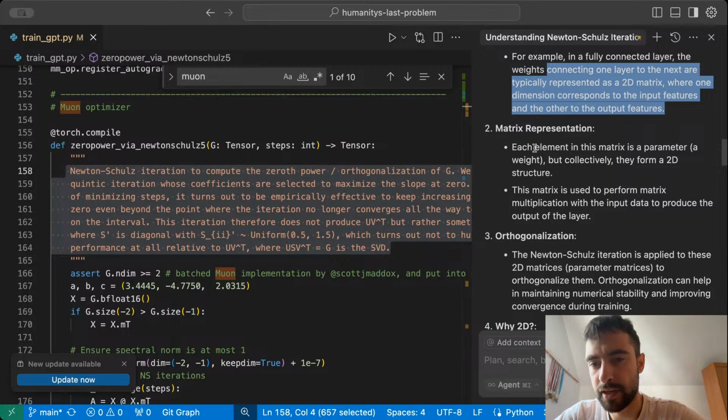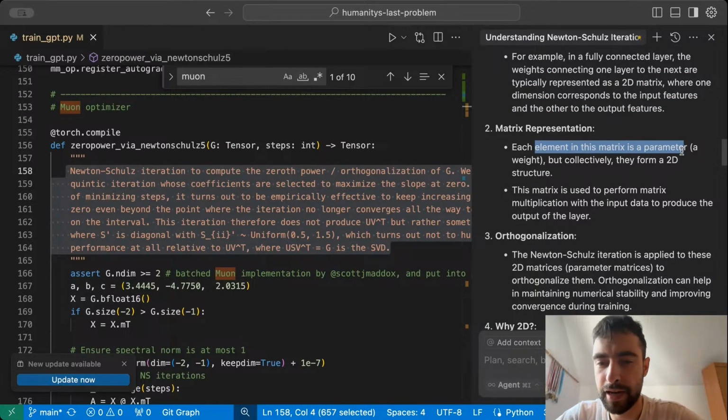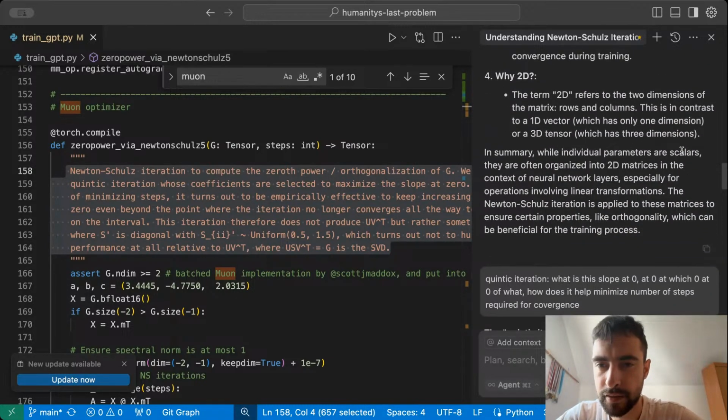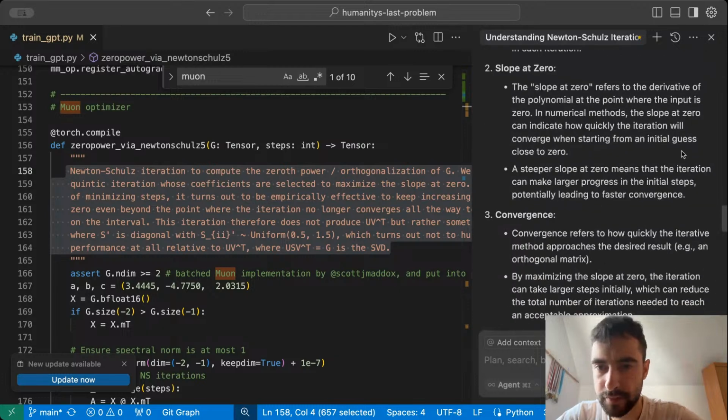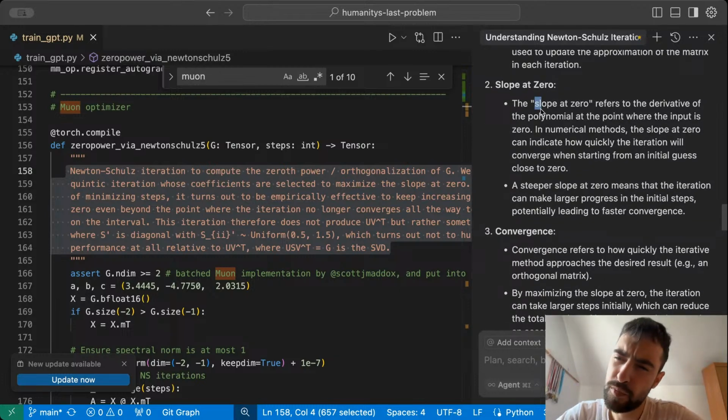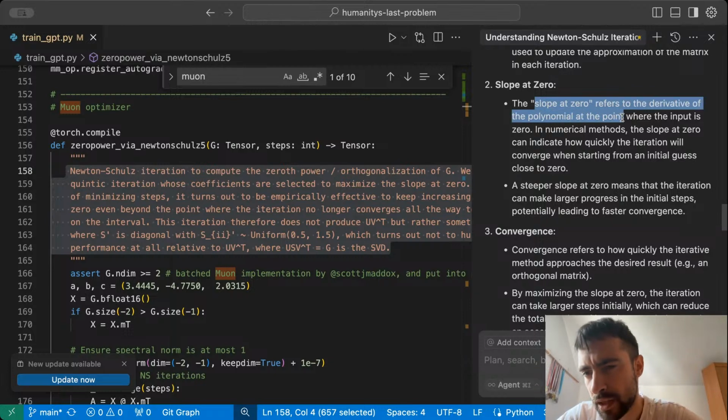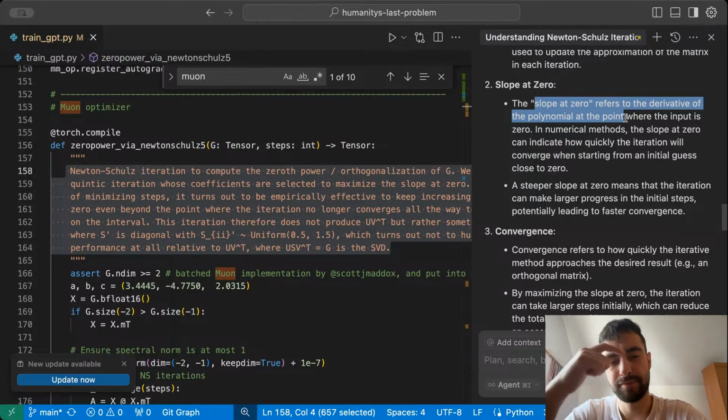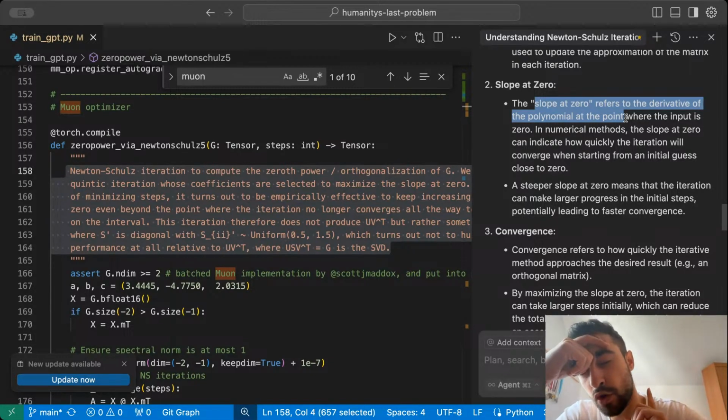Matrix representation. Each element in the matrix is a parameter. Okay, I know this. Okay, slope at 0. Slope at 0 refers to the derivative of the polynomial at the point where the input is 0. Derivative at the coordinate center at 0.